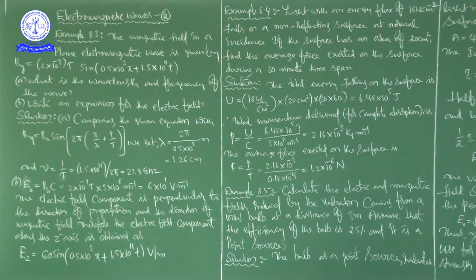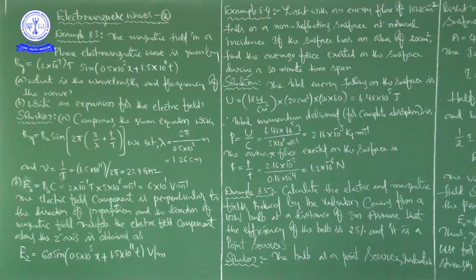But here it is non-reflecting. So we have to think that there is no light which is going to reflect back into the same medium. At normal incidence, what is the angle of incidence? Which is 90 degrees now, right? If the surface has an area of 20 centimeter square, find the average force exerted on the surface during a 30 minutes time span.